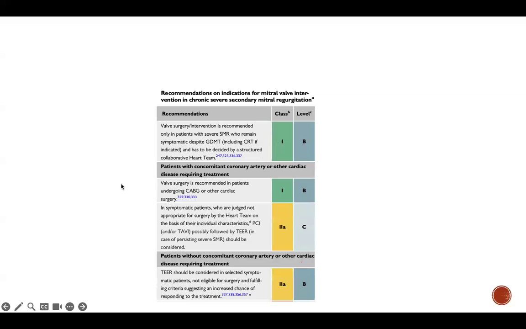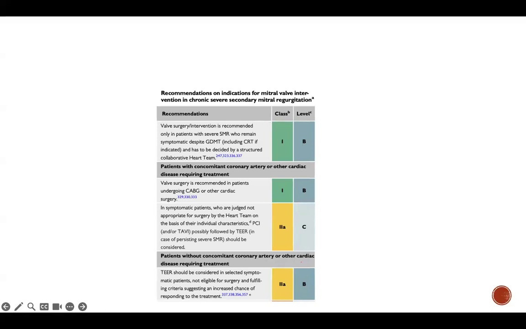And then they divided the patients with secondary mitral regurgitation into patients with concomitant coronary artery disease or other cardiac disease, or without coronary artery disease. So in patients with coronary artery disease, ischemic heart disease, who come to you with severe mitral regurgitation, valve surgery is recommended in patients undergoing CABG or other cardiac surgery, as a class of evidence 1B.